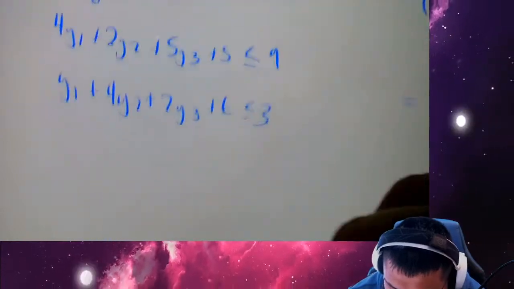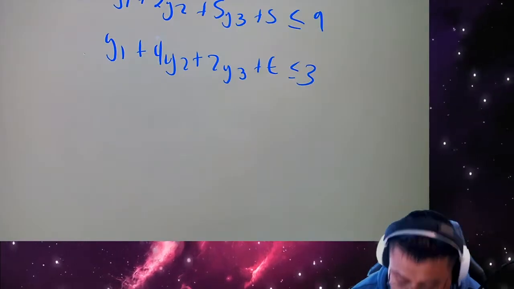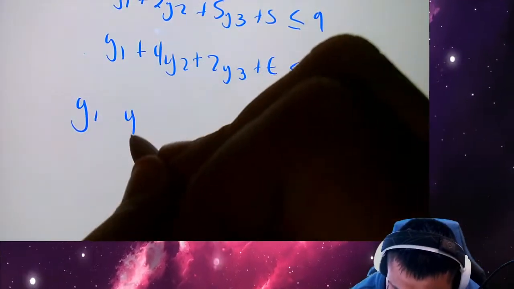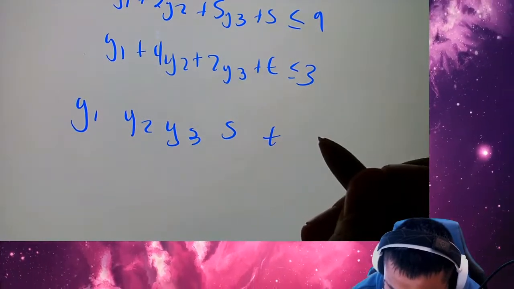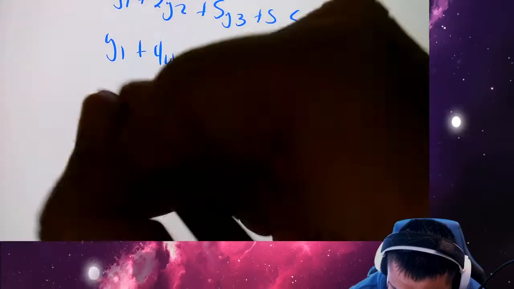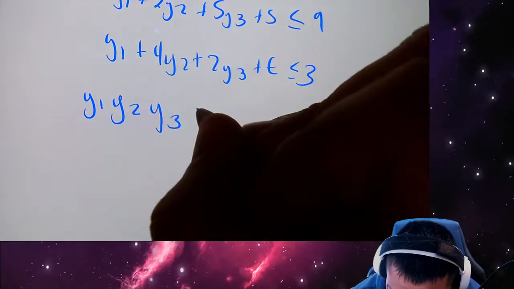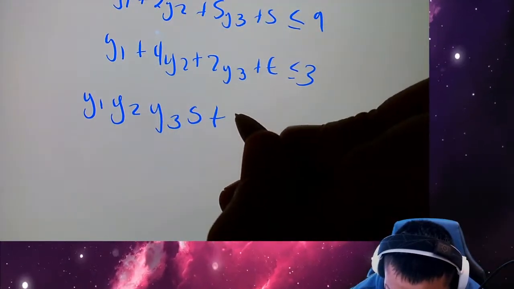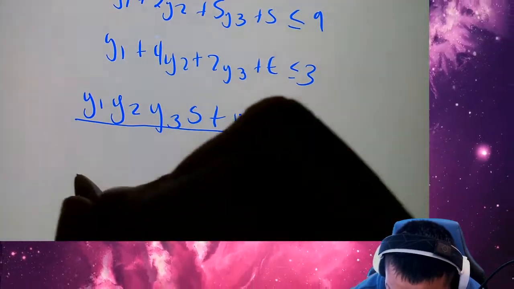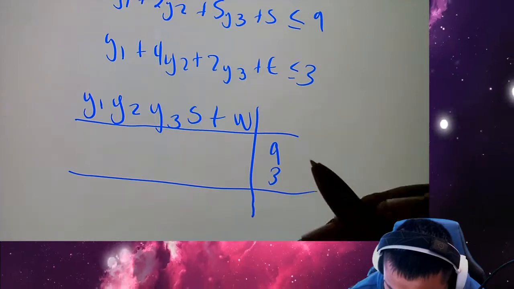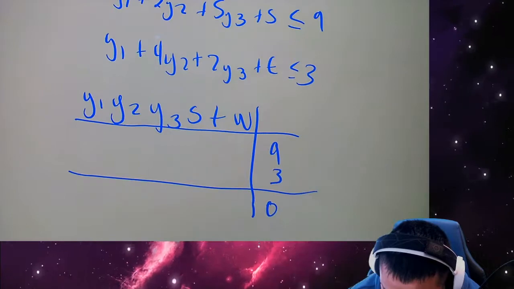We just bring everything to the other side, so we get y1, y2, y3, s, t, and then w. I should make that a little neater. What we got is 9, 3. Is this 0 for now? Yep.